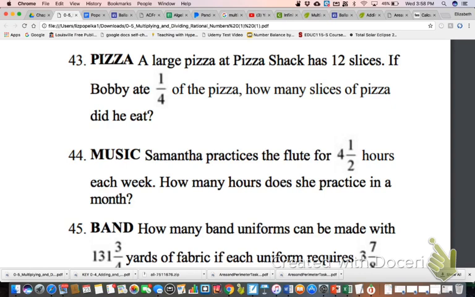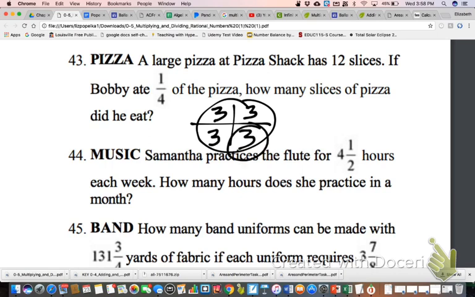Okay, number 43, it says a large piece of pizza has 12 slices. If Bobby ate 1/4 of the pizza, how many slices of pizza did he eat? Well, if he had those 12 slices, 1/4 means that you took that pizza and you divided it by 4. So if you split those 12 slices into 4 groups to make a 4th, you're going to have 3 slices of pizza in each group. So the answer is 3.